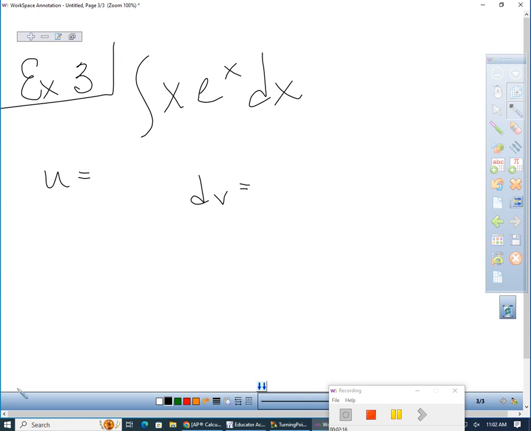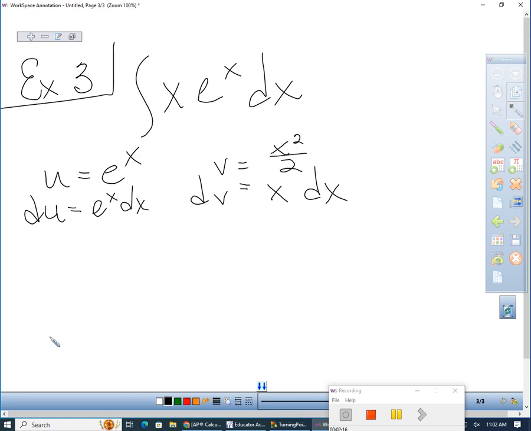What do you guys want to do? Okay, if that's what you want to do, we can. So you want this to be e to the x, and you want this to be x dx. Okay, so that means my du is e to the x dx, and my v is x squared over 2, right?